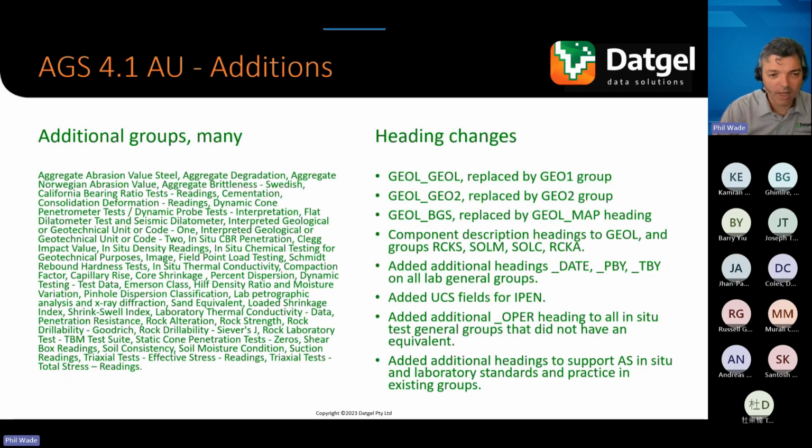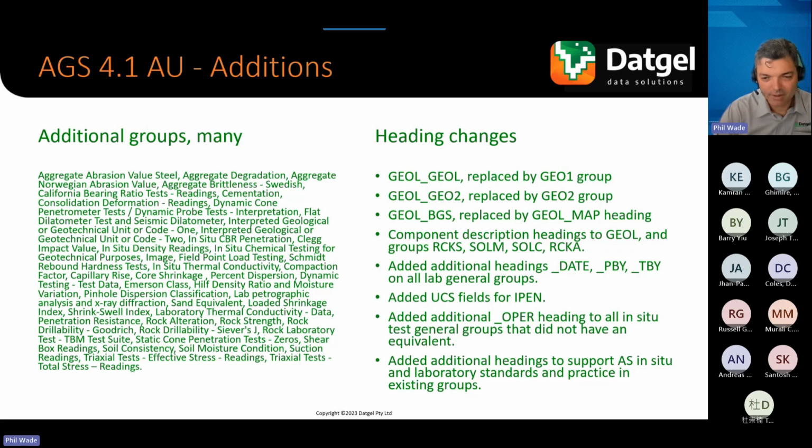Pavement testing was never utilized, to my knowledge. So in AGS 4.1, okay, there's a crazy long list there on the left of all the groups that were added. But if you look at it, you go, well, pinhole dispersion, that's common in Australia. Emerson class is common in Australia. Terms like rock alteration are in the Australian standard for site investigations. So these things are needed.